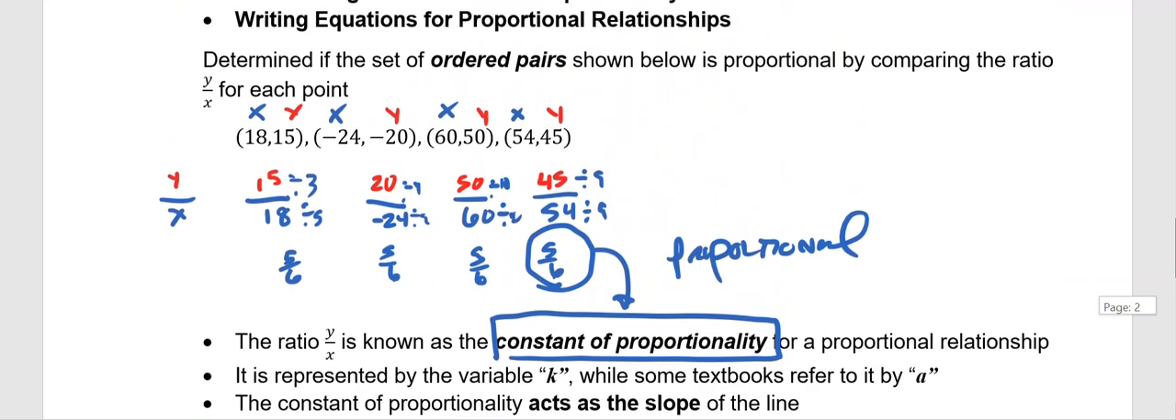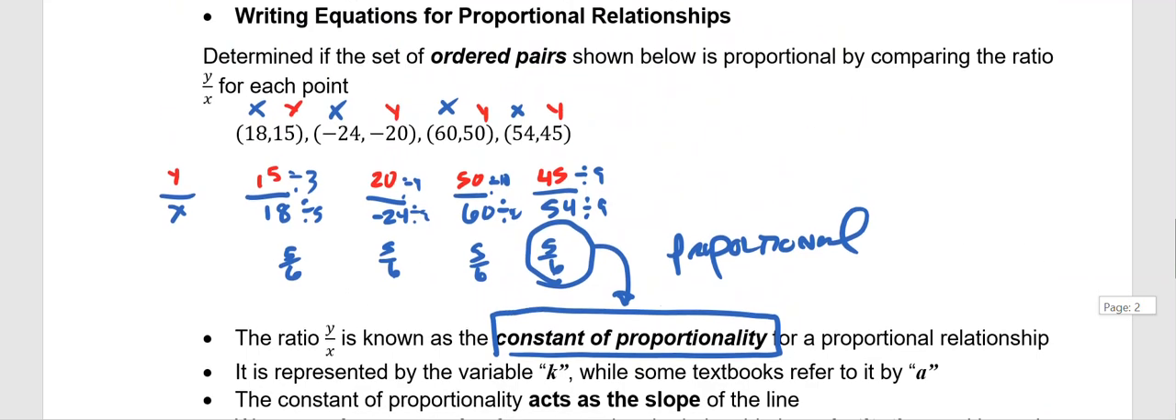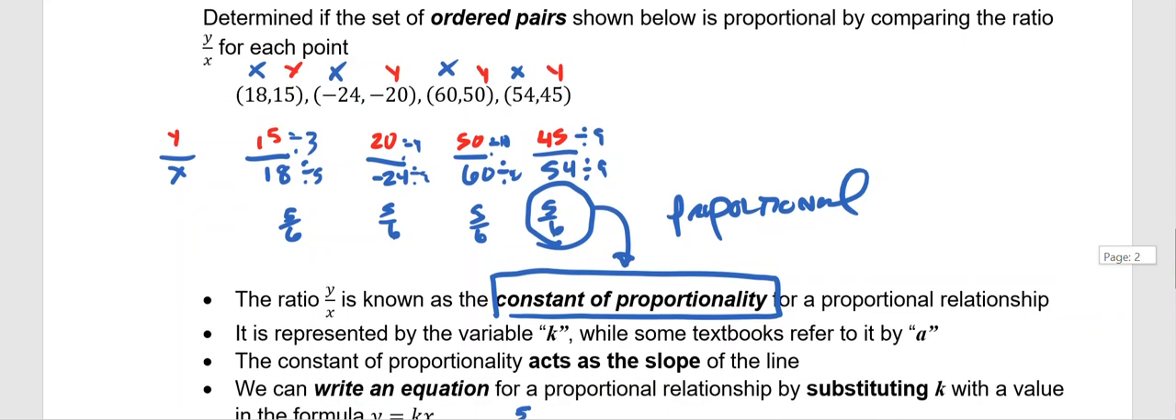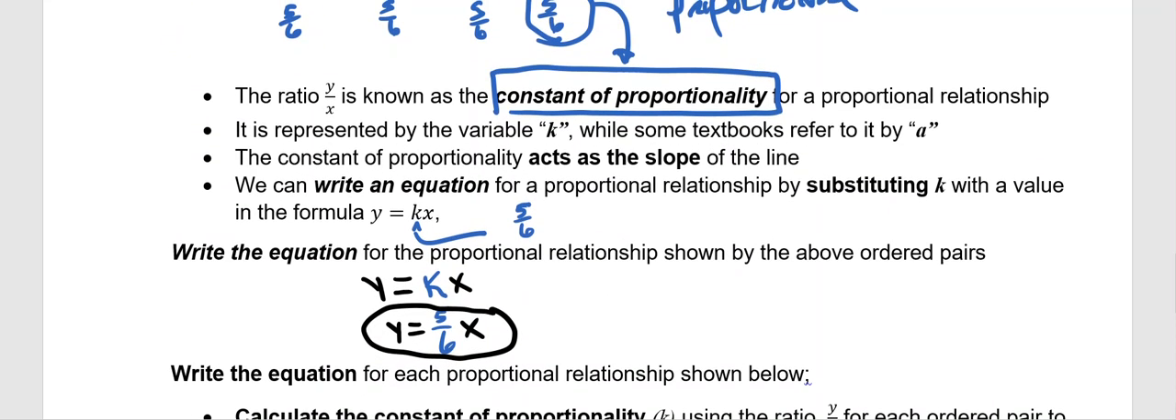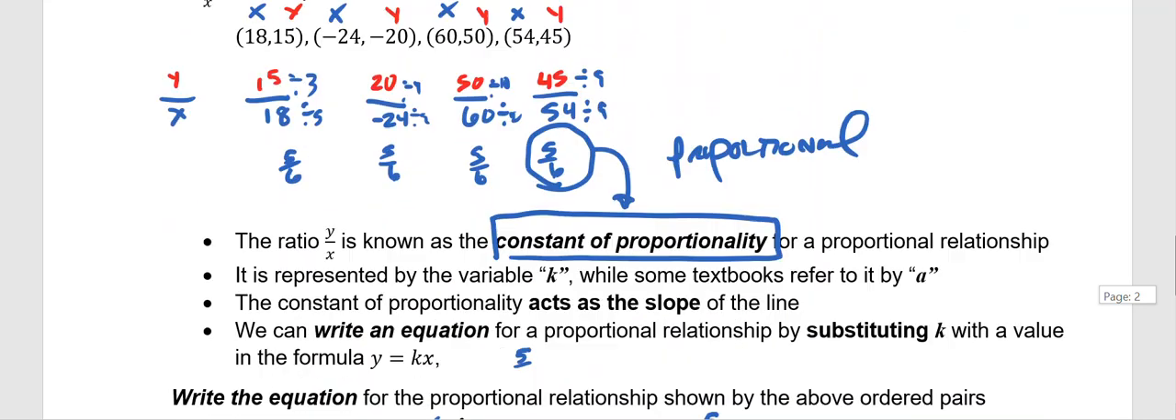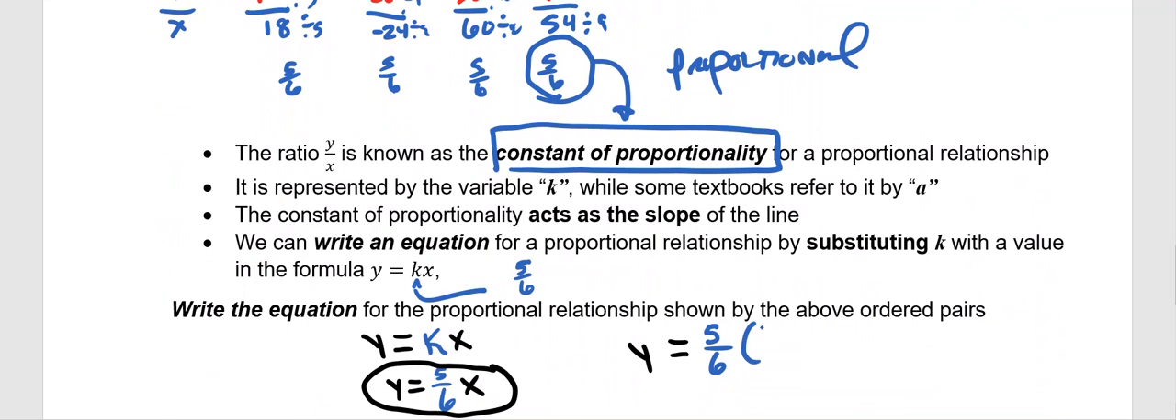So for example, if I wanted to prove that when I substitute 60 in for x in this proportional relationship, I will get 50 for y, well, it would be as simple as saying y equals 5/6, and we're saying that our x value is 60, which is like 60 over 1.